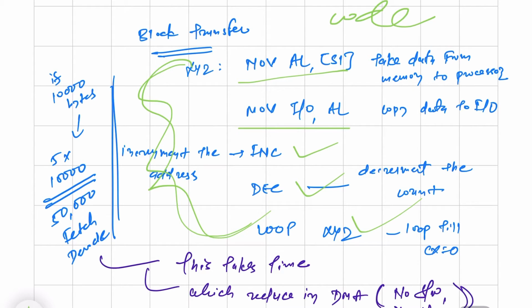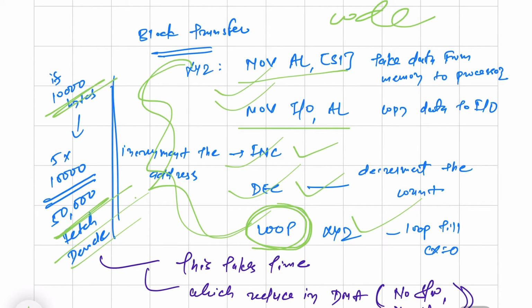So suppose you need to transfer 1000 bytes, you need to do 1000 into 5 times. That means 5,000 fetch and decode operations, because for every instruction you need to fetch and decode it. Though there is a pipeline concept in 8086, because it is a loop, every time you are changing the value of IP, so your prefetch queue will get empty every time. So every time you need to do fetch and decode. Simple example, if you go for even 10,000 blocks of 8-bit data, and you want to transfer it from memory to IO, you need to do 50,000 fetch and decode operations.